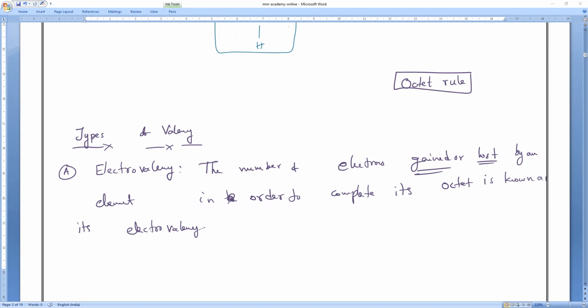Clear, everyone? So tell me, electrovalency means we'll speak about what? Only metals and metals, or metals and non-metals, or non-metals and non-metals? Somebody is donating and somebody is receiving. So who else will come? Everybody.